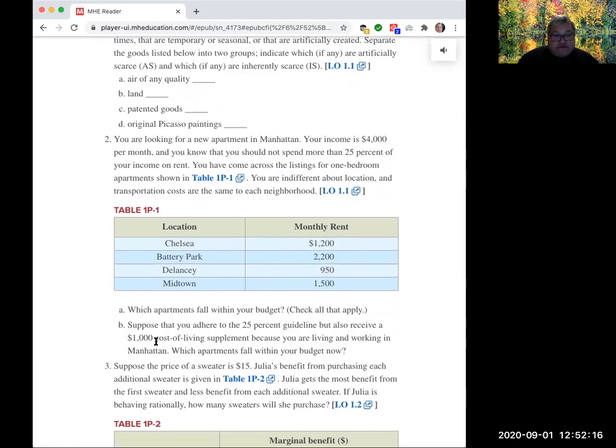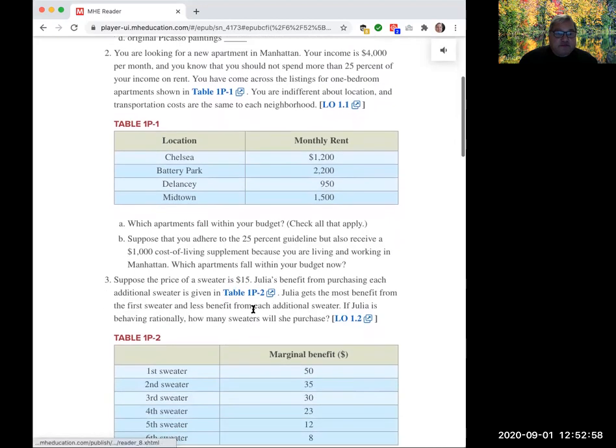Suppose you adhere to the 25% guideline, but you also receive a $1,000 cost of living supplement because you're living in Manhattan. So then the question is, what should you do? Well, if your supplement is a $1,000 cost of living, then you have an extra $250, another quarter of that $1,000 that could go toward your monthly rent. In that situation, you are then able to rent an apartment for $1,250. So the Chelsea location, as well as the Delancey location, become available.